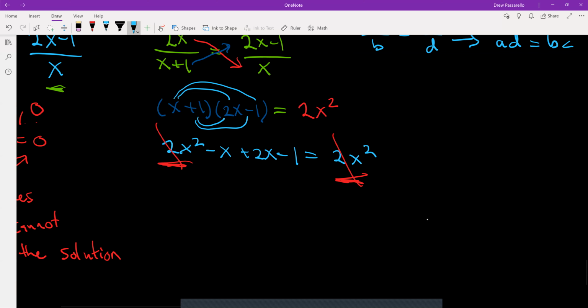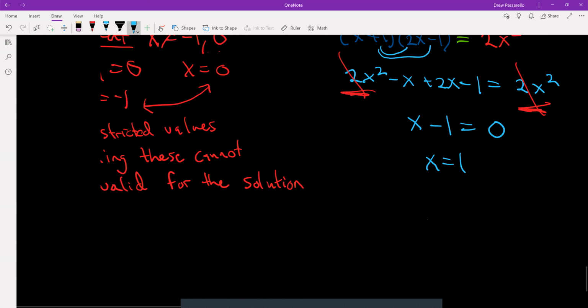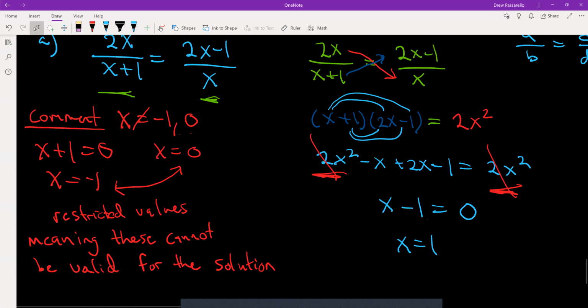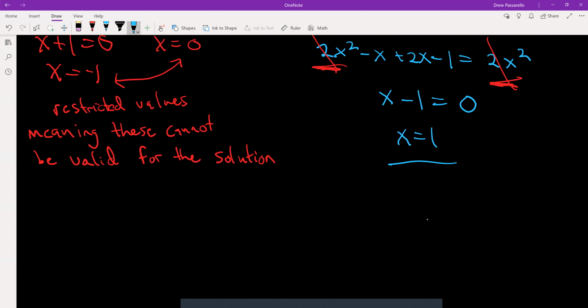All right, so -x plus 2x, that's going to be x. And then minus 1 equal to 0. So that means I have x is 1. And I have to check, was that one of my restrictions? No, it's not, because we had -1 and 0. So it's not one of my restrictions, so I'm good. This is the solution.